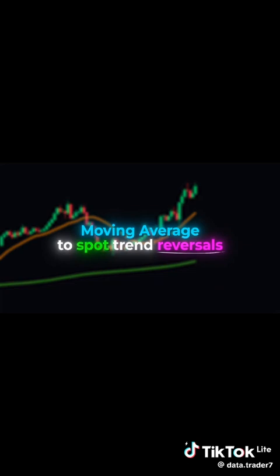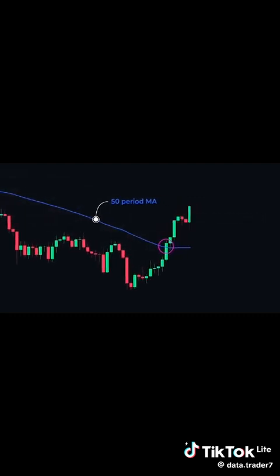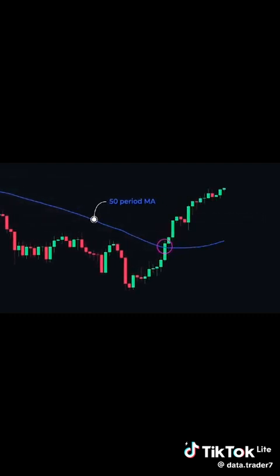A lot of traders also use moving averages to spot trend reversals, usually by watching for breakouts. For example, here, the price is below the moving average, which tells us that the trend is on a downtrend. But then it breaks above it and starts moving up. Some traders take this breakout as a sign of a trend reversal.